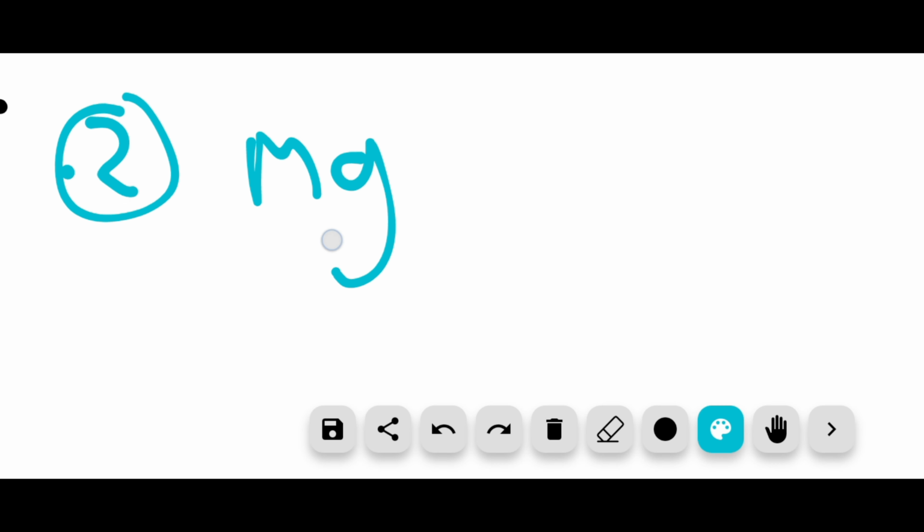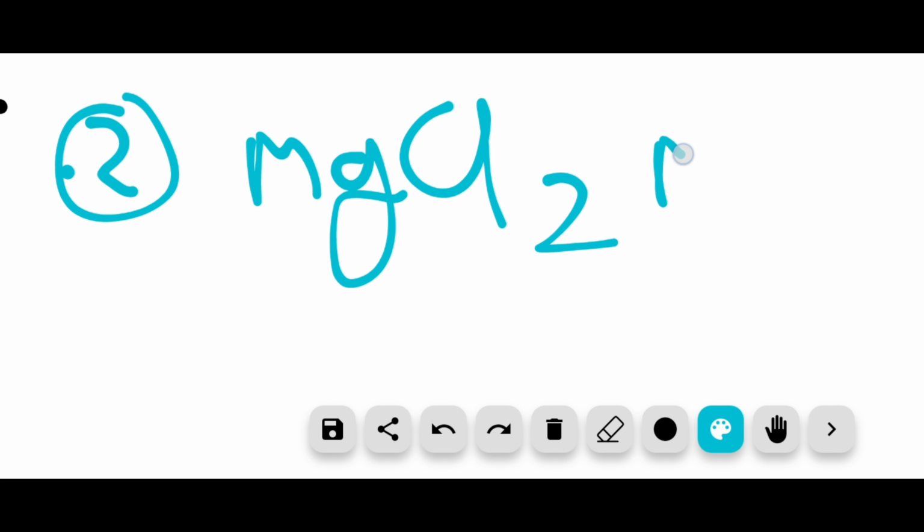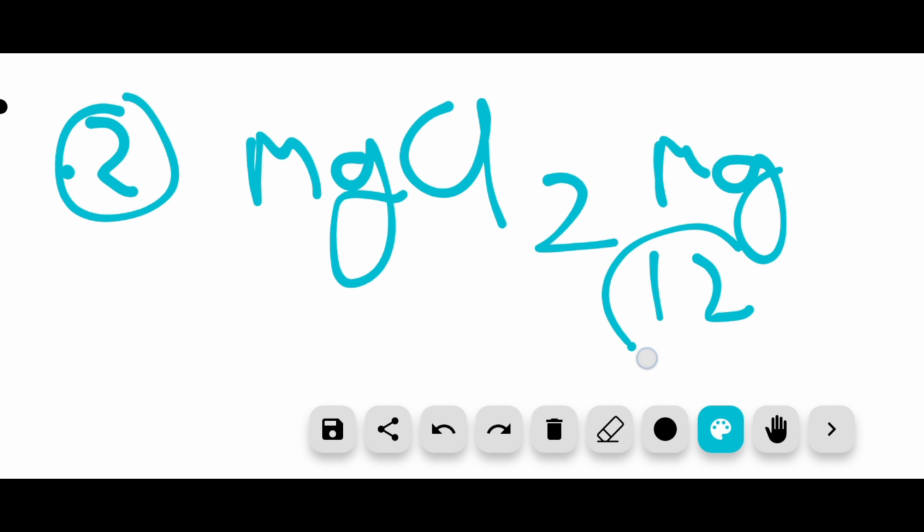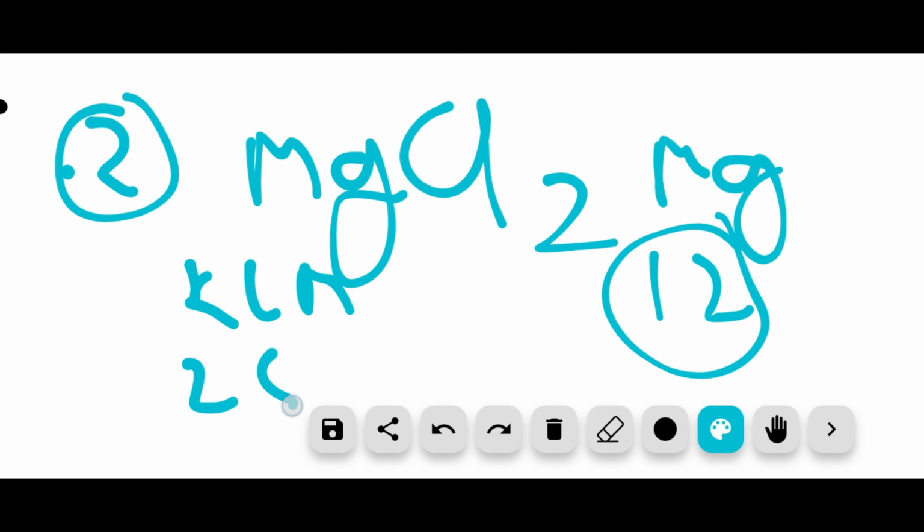Now we take example 2, that is MgCl2. Basically here we can see Mg, magnesium, whose atomic number is 12. So the electronic configuration K, L, M is 2, 8 and 2.